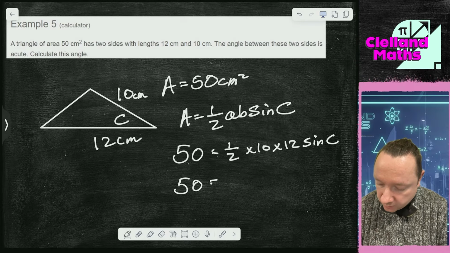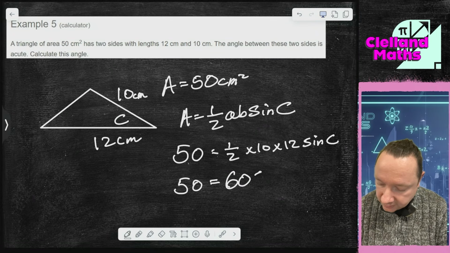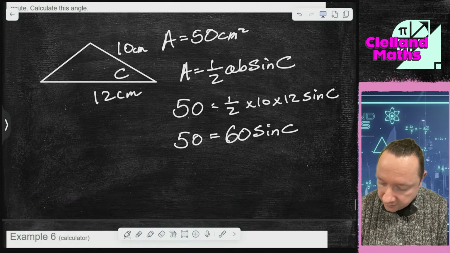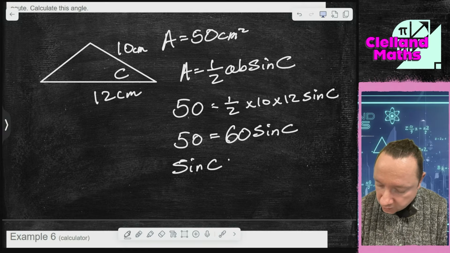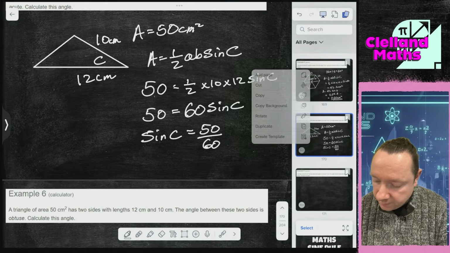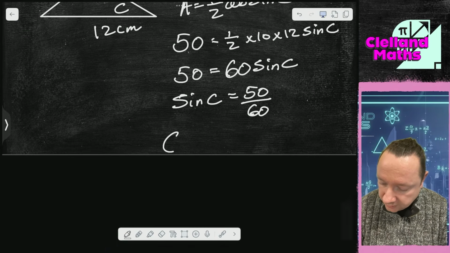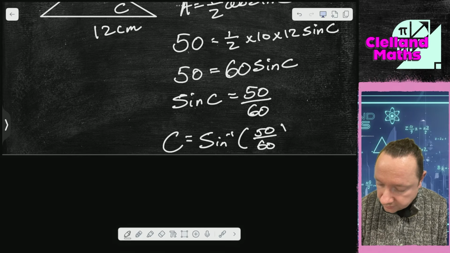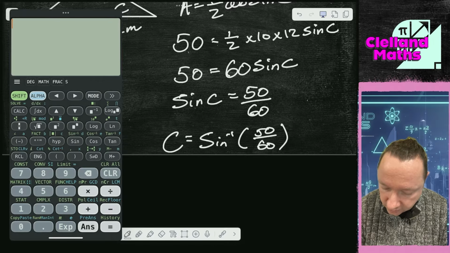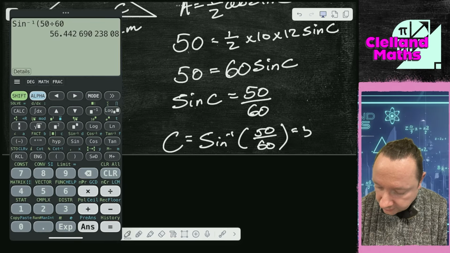Work out as much as I possibly can. A half of 10 is 5 times 12 is 60. So I get 60 sine C. So that means that sine C must be 50 over 60. No need to simplify because I can just do inverse sine now. So C is the inverse sine of 50 over 60, or 5 over 6. Shift sine 50 over 60 is 56.4 degrees.